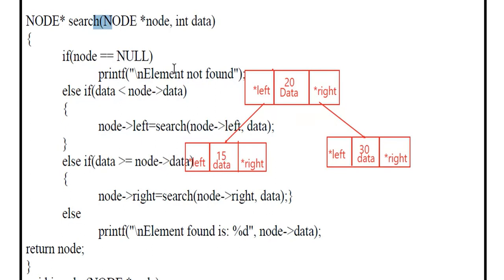So that means if the root is null, or if we have checked all the left subtree and right subtree of the BST and the element is not found, we are going to write it as node not found. So here we are using the recursive search operation. If the data is less than the root node, recursively we search the left subtree. And if the data is greater than or equal to the root node, then we search the right subtree recursively.